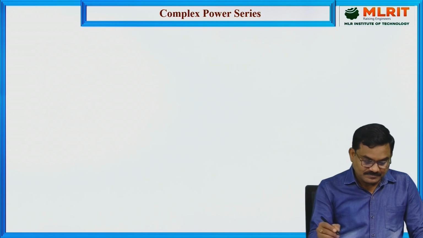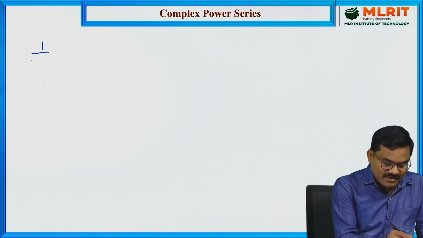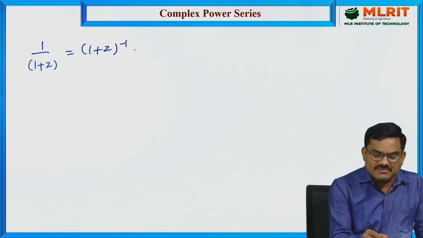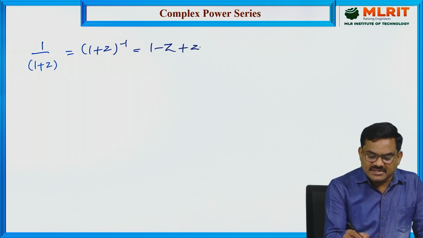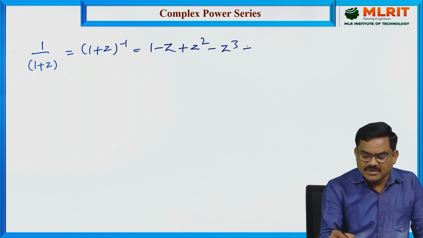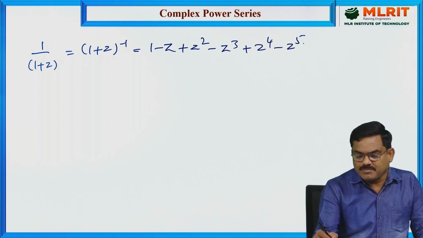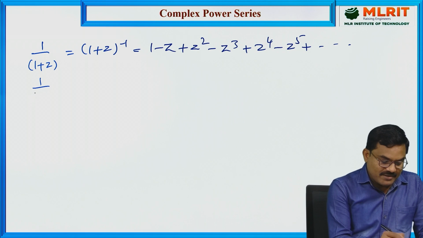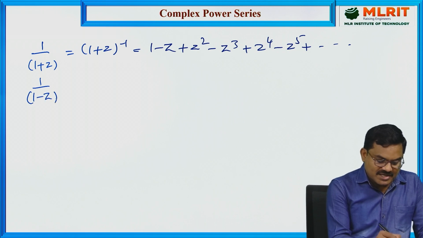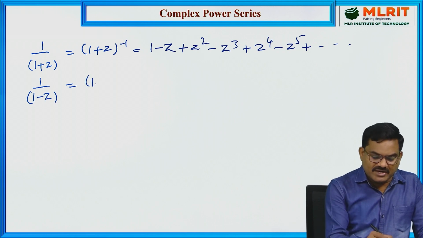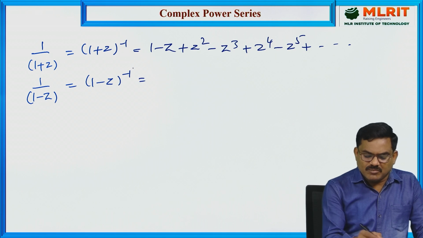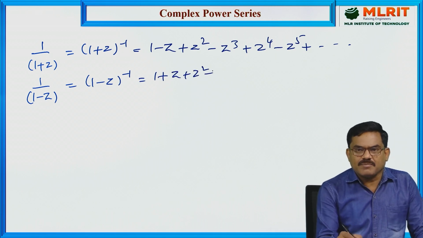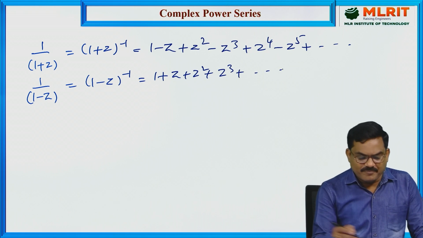Similarly, 1 by 1 plus z, which is 1 plus z power minus 1, 1 minus z plus z square minus z cube plus z power 4 minus z power 5 and so on. Alternately the sign changes. And 1 by 1 minus z. If you know this expansion, you can write the next one. Both are negative signs, so all the terms are positive. 1 plus z plus z square plus z cube plus so on.